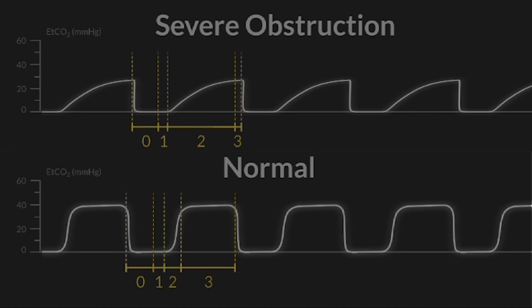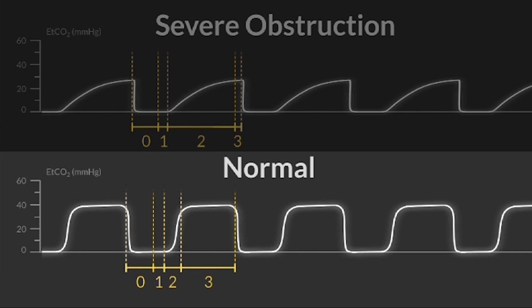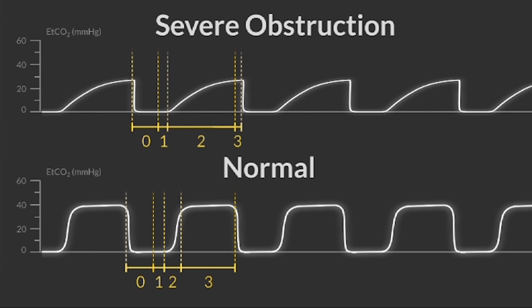Now we're going to compare capnograms in a normal child with healthy lungs versus a child with severe obstruction. In a child with severe obstruction, the important thing to note here is the prolonged phase 2, the mixing phase, and a very short or even absent phase 3, that is, no alveolar plateau phase.